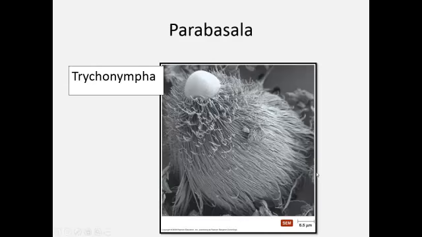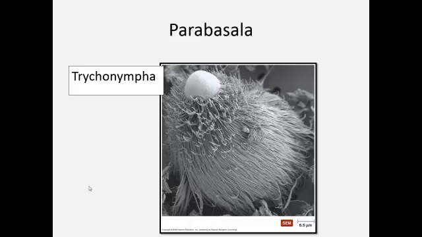Let's talk about our first group, Parabasala. The one that I want you to remember is the genus Trichonympha. These very heavily flagellated cells are found in the guts of termites, and they aid in the digestion of cellulose. Animals do not have the enzymes to digest cellulose, so they've got to have help in their guts. And Trichonympha, which means hairy fairy in Latin, is what aids termites in destroying your home. Also in getting rid of logs and other things in the environment that we want them to do.